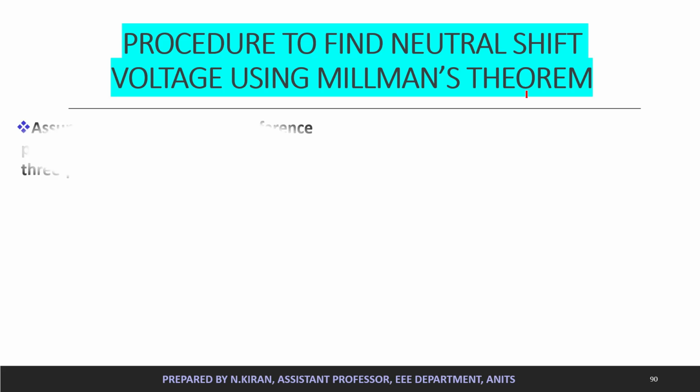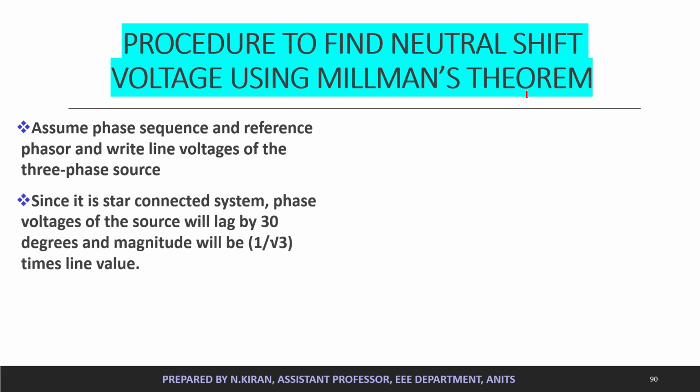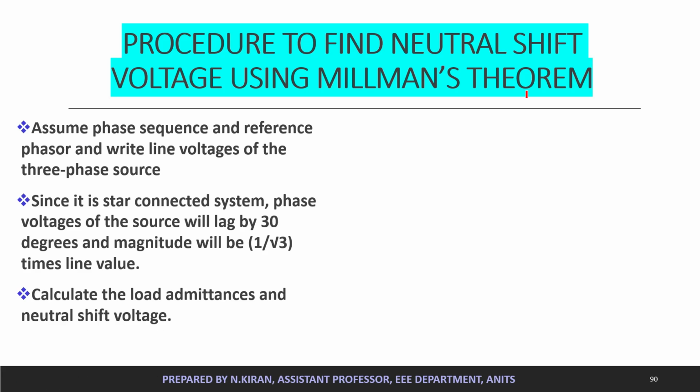The first step: assume the phase sequence as well as the reference phasor and write the line voltages of the given three-phase source. Since it is a star connected system, the phase voltages will lag behind the respective line voltages by 30 degrees, and the magnitude of phase voltage will be 1 by root 3 times the magnitude of line voltage. Since the impedances of the load are known, we will calculate the load admittances and the neutral shift voltage.